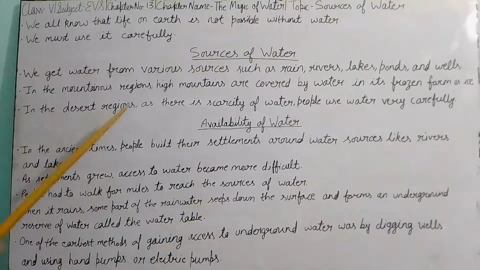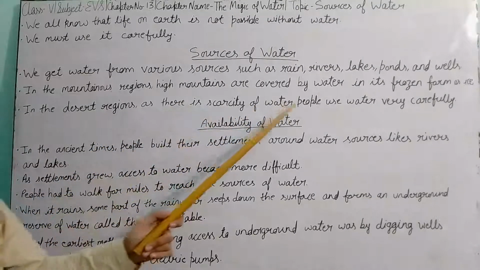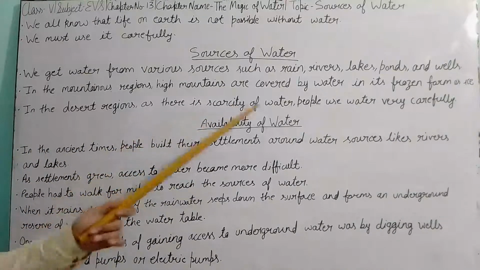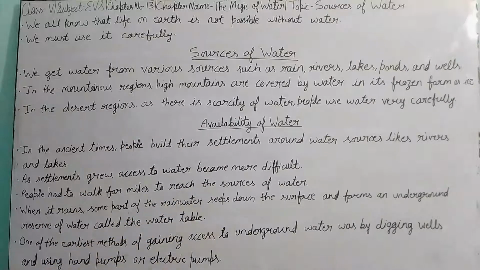In the desert region, as there is a scarcity of water, people use water very carefully. All of you know that in the desert region the rainfall is very less, so there is scarcity of water. Whenever the rain falls, they collect it and keep it safe for next time use. They also find a place where they can dig a well to get the water.